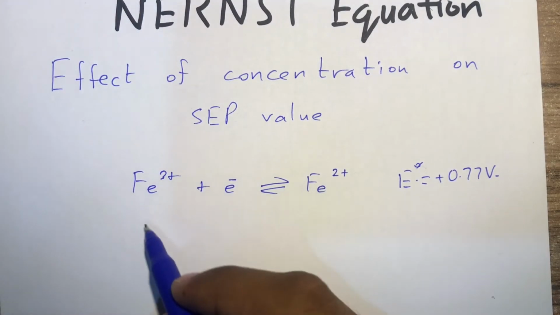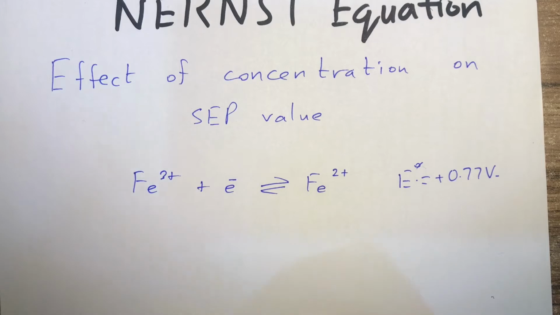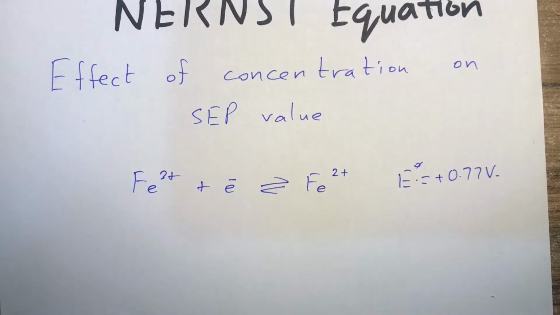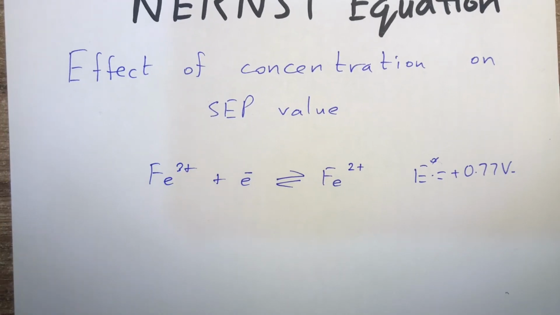However, if let's say we decrease the concentration of this to 0.5 mole per dm cube, then equilibrium shifts towards the left hand side, the backward reaction is favored, so reduction becomes more difficult and the value of E is less than the value of E naught. I hope that makes sense.